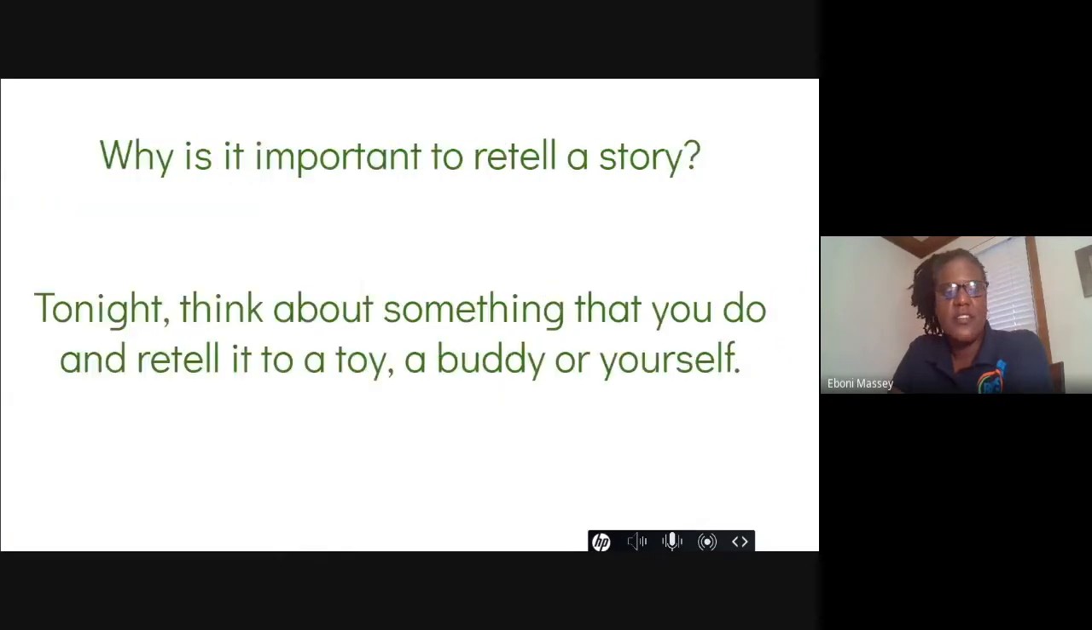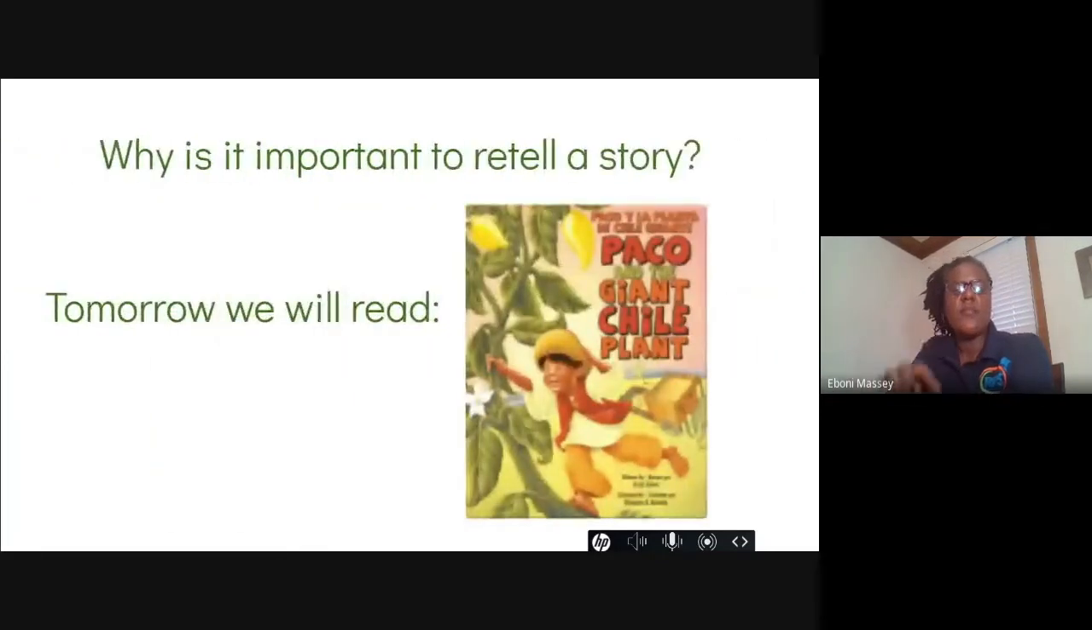I'm so excited to share with you that tomorrow, when you come back, we're going to read a really cool story called Paco and the Giant Chile Plant. Oh, I'm so excited about this story. And of course, as we read the story, we'll think about what happens in the beginning, the middle, and the end, and we will retell.